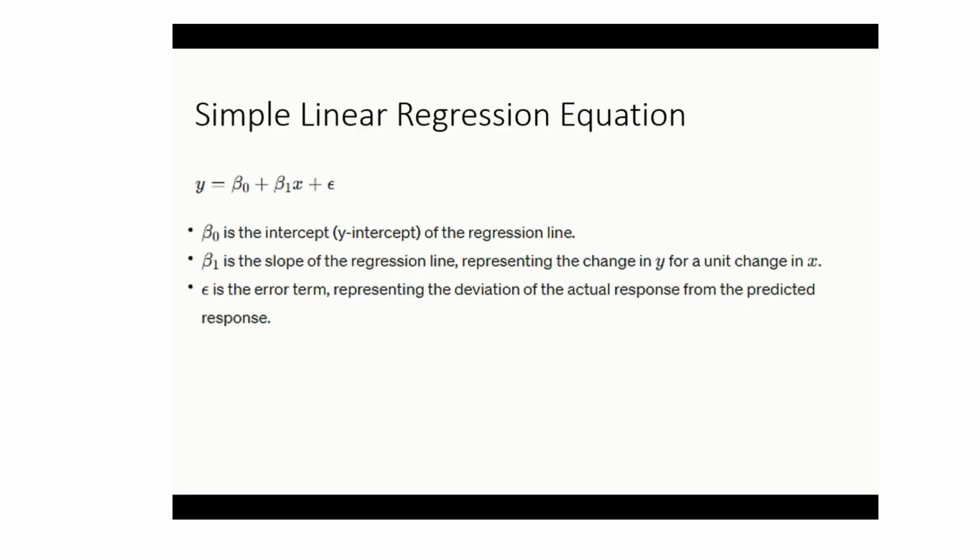For the simple linear regression equation, it is y equals beta 0 plus beta 1 times x plus epsilon. Here, beta 0 is the intercept, or the y-intercept, a constant of the regression line. Beta 1 is the slope, or the weight that's being multiplied by x, which is our input variable, our years of experience, and y will be our resulting income. Epsilon is the error term that represents the difference between the actual response and what we predict.